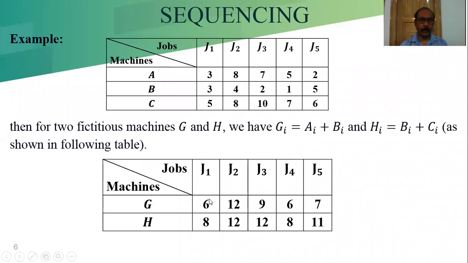Now for machine G, the execution times for the jobs J1, J2, J3, J4 and J5 are 6, 12, 9, 6 and 7, and for machine H, the execution times for the jobs J1, J2, J3, J4 and J5 are 8, 12, 12, 8 and 11. Now by comparing the execution times of the machines with respect to the jobs, we have to arrange the jobs using Johnson's algorithm.